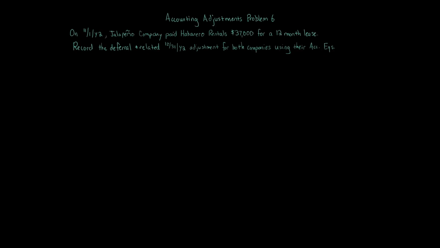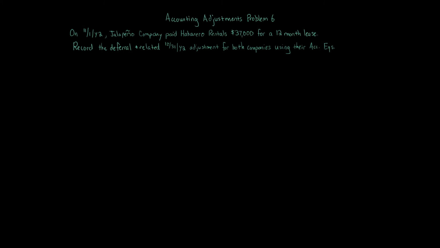Accounting Adjustments Problem 6. On November 1st, Year 2, Jalapeno Company paid Habanero Rentals $37,000 for a 12-month lease. Record the deferral and related 12/31 Year 2 adjustment for both companies using their accounting equations. This is a great problem because it deals with adjustments and it shows you how a specific adjustment on one side can be an opposite adjustment to the other.